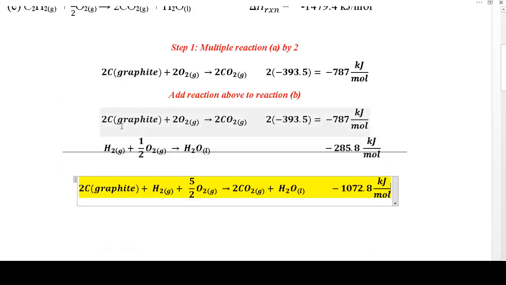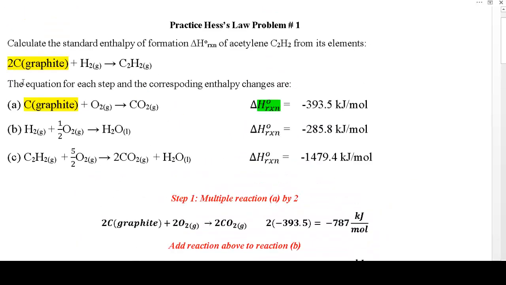Right, so we added the reactions 2C graphite plus H2, 2O2 plus 1/2 O2 is 5/2 O2, and that goes to 2CO2 plus H2O. So adding minus 787 kilojoules per mole that we got from the first reaction multiplied by 2, adding that to reaction B, which was given to us an enthalpy of minus 285.8, add them up, we get minus 172.8. So one nice thing here is that 2C graphite and the H2 gas that we see in our reactant side are in our reactant side here in the equation that we want to calculate the enthalpy for.